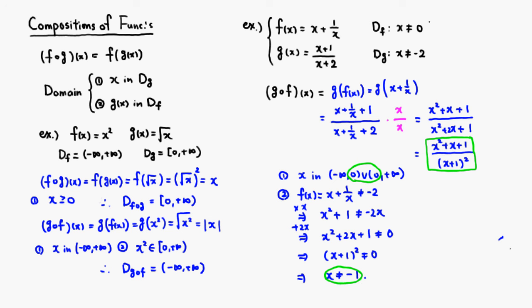All right, so therefore the domain of g of f is equal to all real numbers, so we have to skip negative 1 and we have to skip 0. So we have negative infinity to negative 1, skip negative 1 and skip 0, and go all the way to positive infinity. So this is the domain of the composition g of f. All right, that's it. I hope that this was clear.